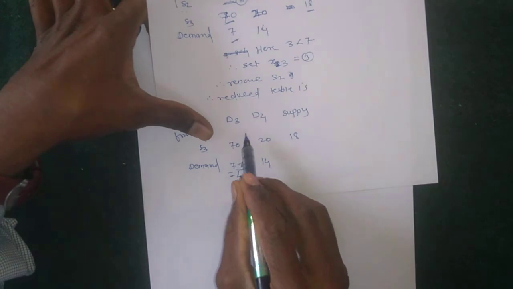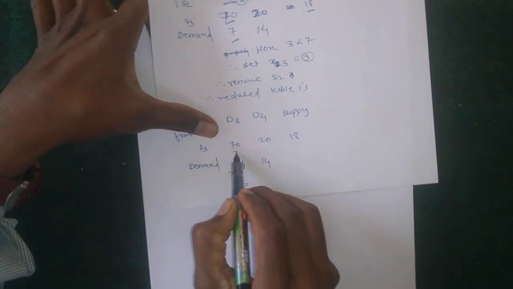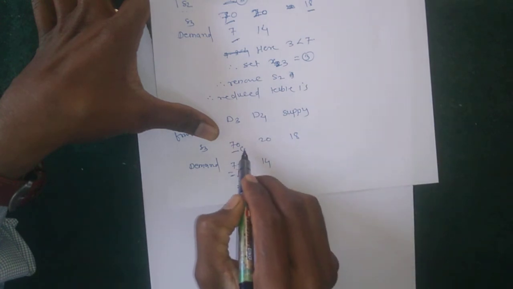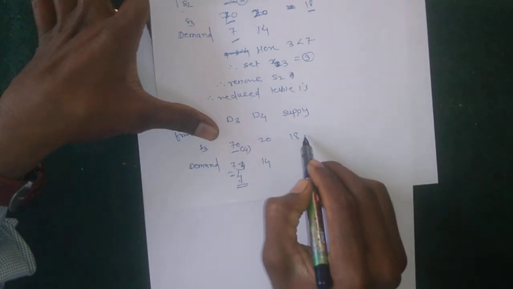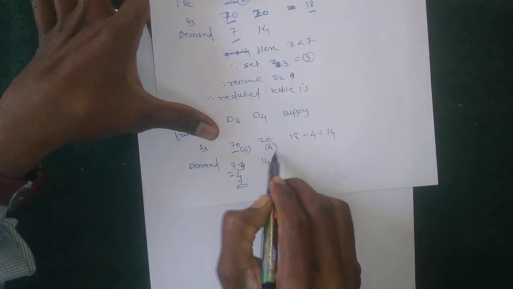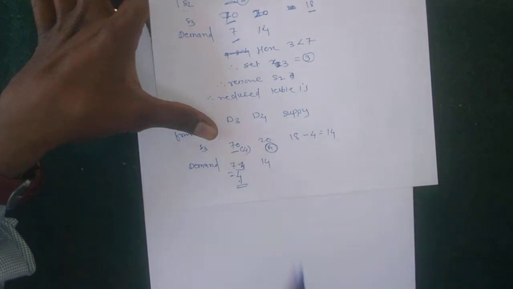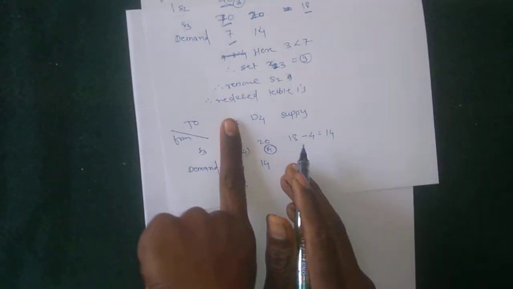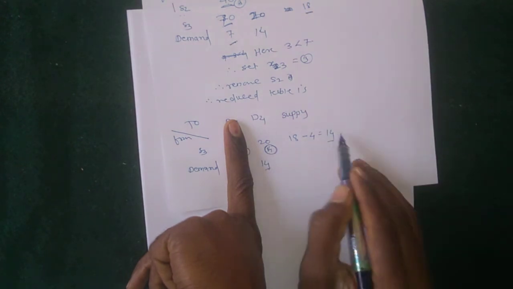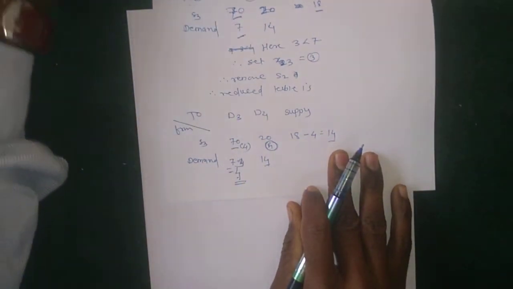Again start from the northwest corner, this is 70. 4 is less than 18, so the value put is 4, and 18 minus 4 is equal to 14. Deleting this row, remaining only one row and one column, so put 14 equal to 14, and the value is 14.